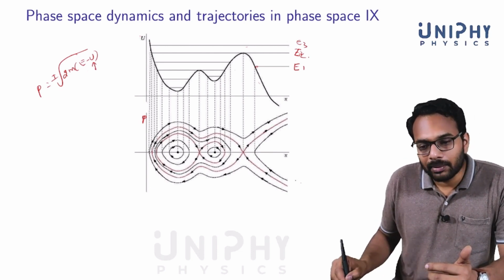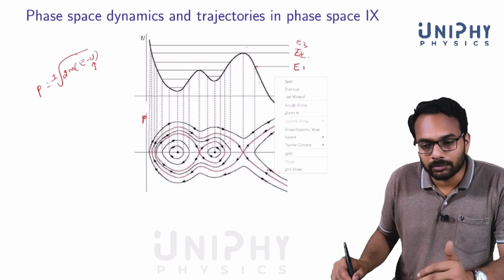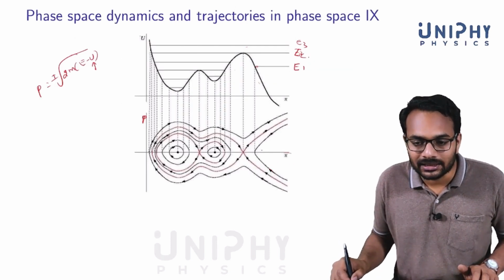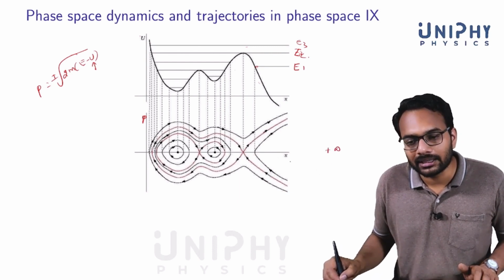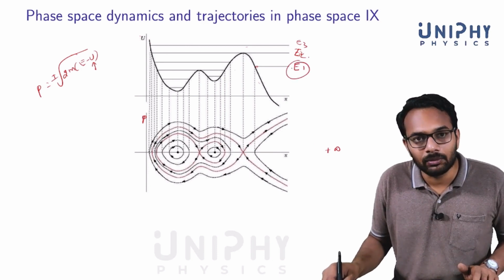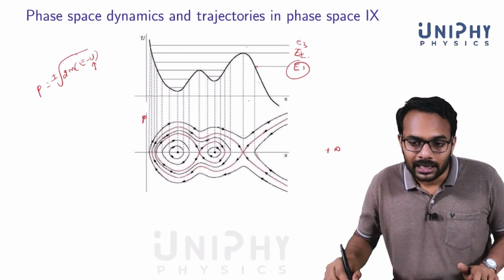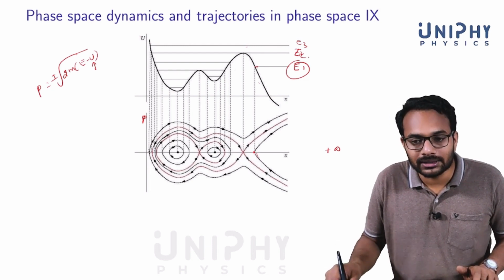So suppose a particle is coming from plus infinity with energy E1. It will come here and see more and more of the potential energy, because the potential energy is increasing as you come from plus infinity. Correspondingly the momentum decreases, and at this point the momentum becomes 0. It cannot cross this point, because this region is classically forbidden.